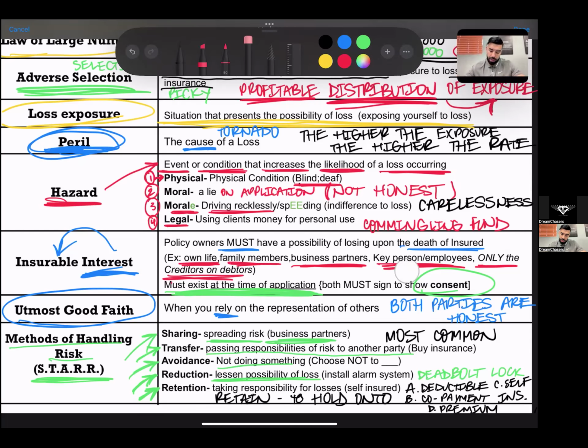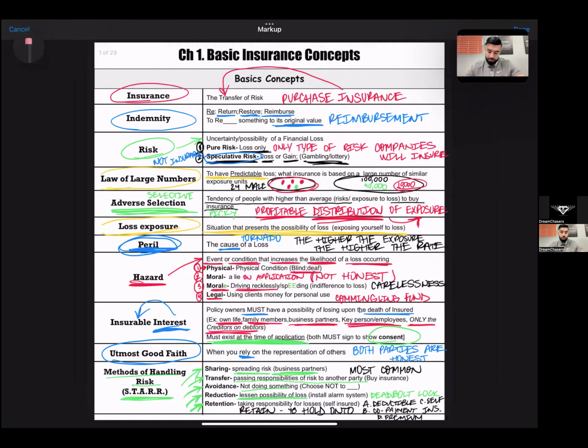Okay. So that is all of chapter one. I hope you guys make sure to review this as many times as possible. I tried to simplify it as much as I could, but if you have questions, please feel free to ask.